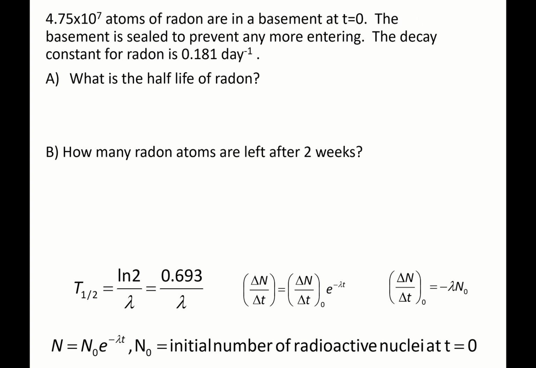All right, so if I have a basement, it's got some radioactive radon gas in it. I seal it off so that I can't get any more radon gas entering, and I want to figure out how many radon atoms are going to be left after 2 weeks. Is it safe for me to go in? So first of all, I need to calculate what's the half-life of radon. So let's look at the problem. I start off with 4.75 times 10 to the 7 atoms of radon. That's my N0. So let me go ahead and write that down. N0 is 4.75 times 10 to the 7.